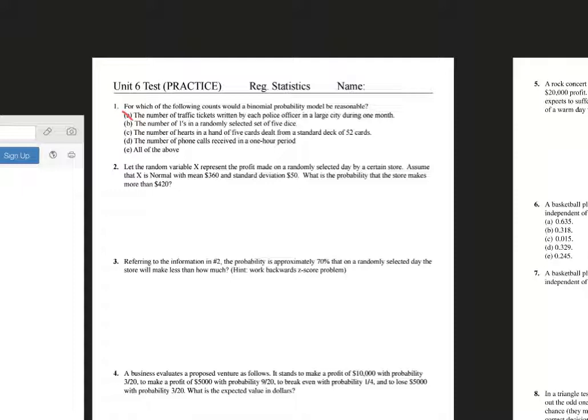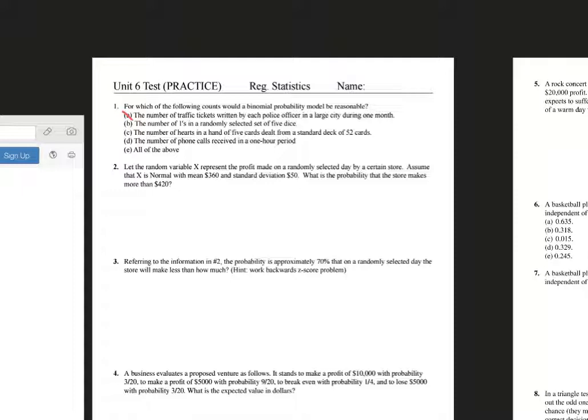The number of ones on a randomly selected set of 5 die. So looking at this one, in terms of two outcomes, success, failure, success would be getting a 1, a failure would be not getting a 1. So that works. It is independent. We're talking about rolling a die.